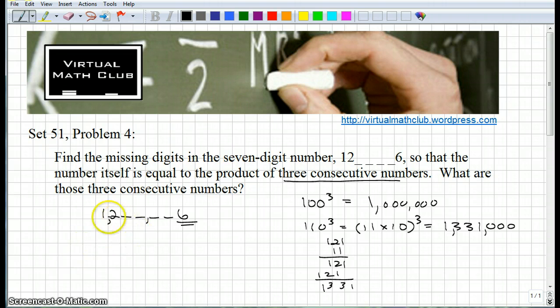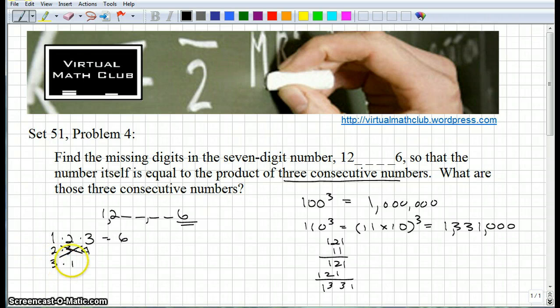We could have 101 times 102 times 103. You can just look at the units digit to determine the units digit of that product. 1 times 2 times 3 is equal to 6, so that would give us the right units digit. Let's look at the other possibilities. 2 times 3 times 4 is like 12 times 2, so that's going to end in a 4. That's not going to give us the right thing.